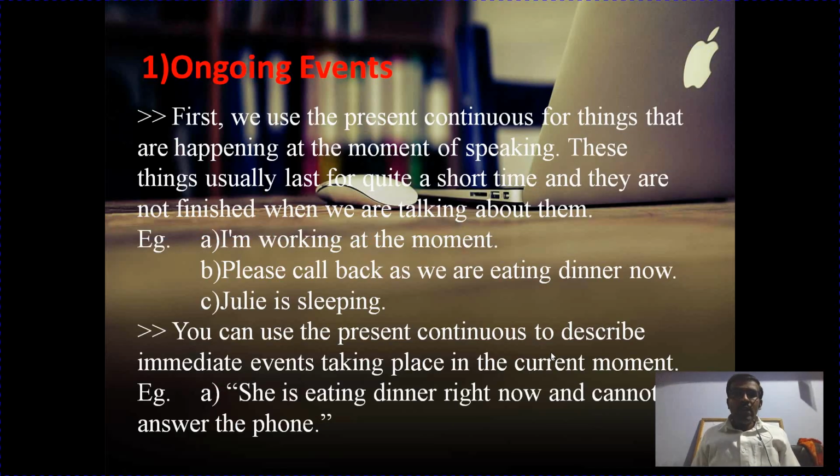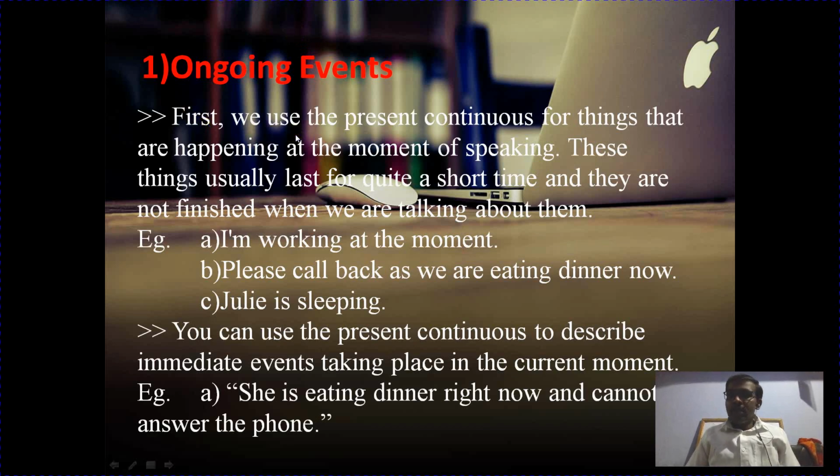First one, ongoing events. From the name itself, we can understand that ongoing events means the events which are going on, or which are happening right now. Presently going things can be expressed with the help of the present continuous form. So as I told you already, this first one. So I read it out.